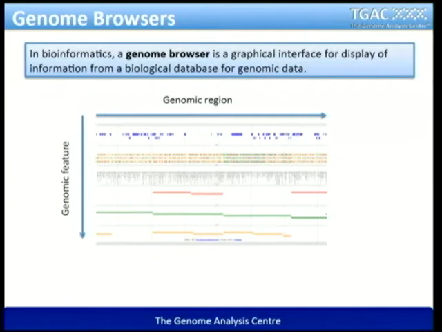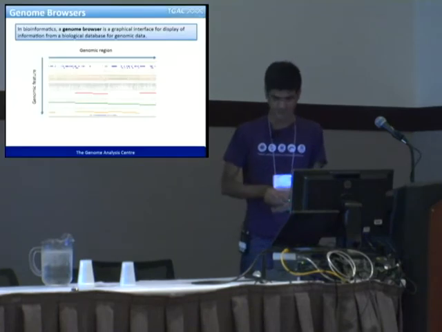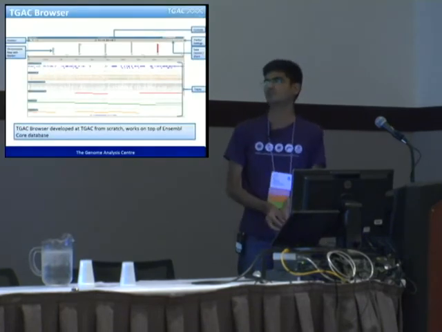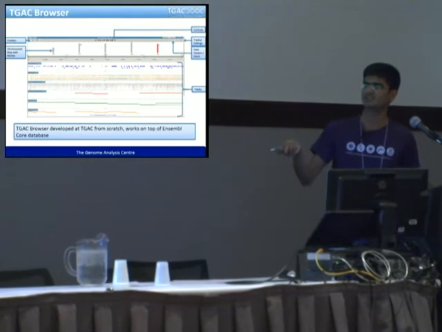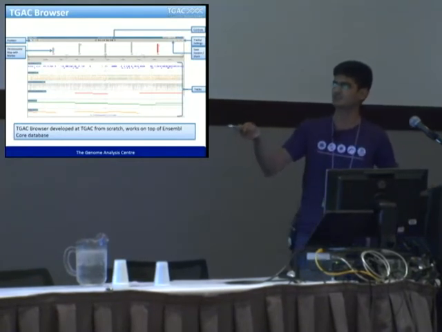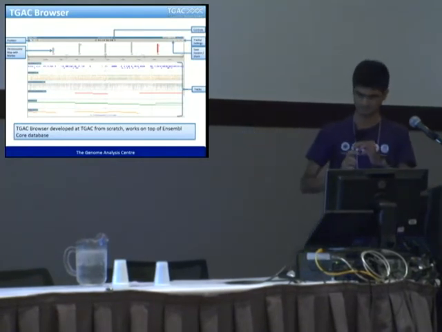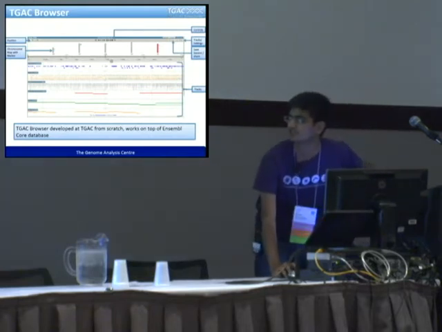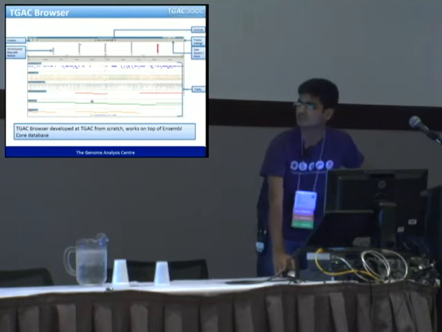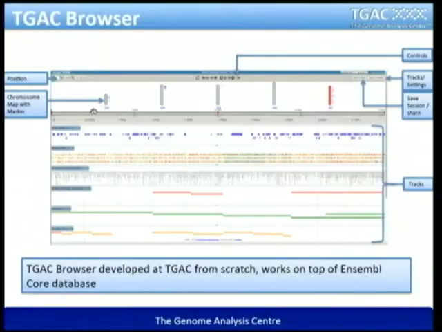The different features are aligned on the genomic region from 1 to n, from beginning to end. The TGAC browser follows the same standard of X and Y coordinates. Here we have the position on the left corner, a few controls on the top, the tracks and settings buttons, and the save and share sessions.